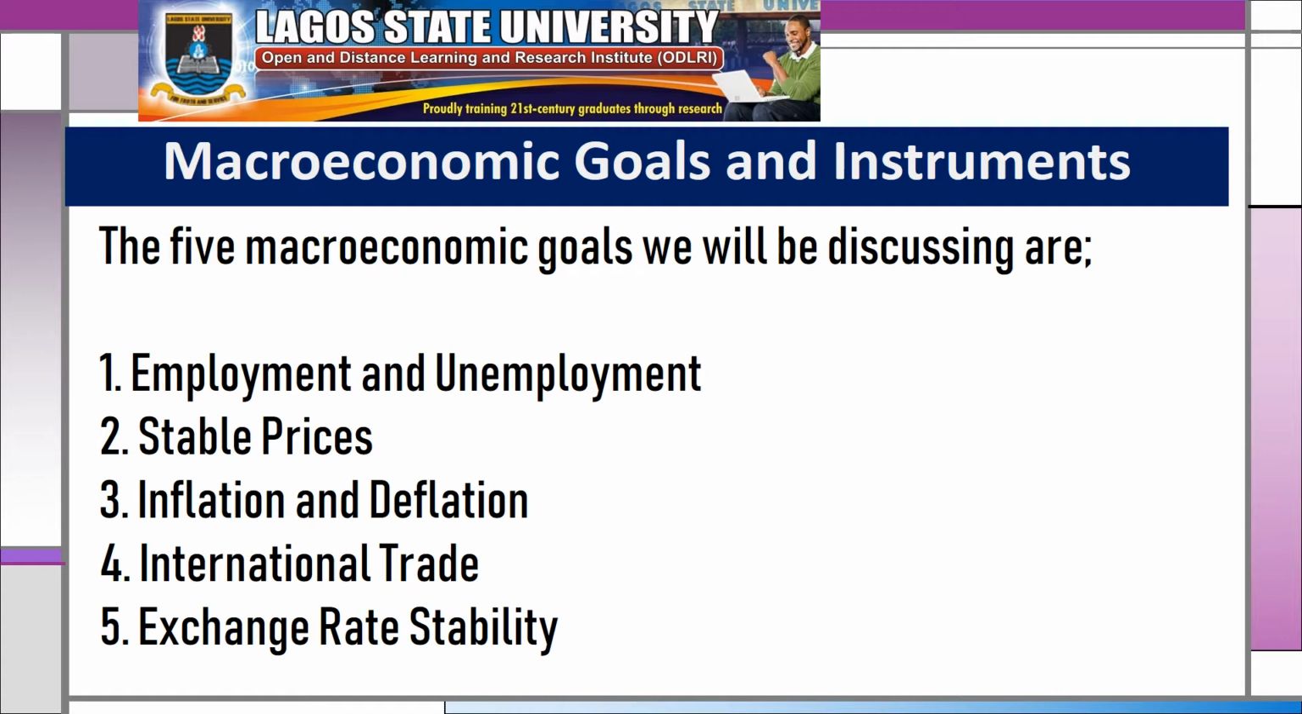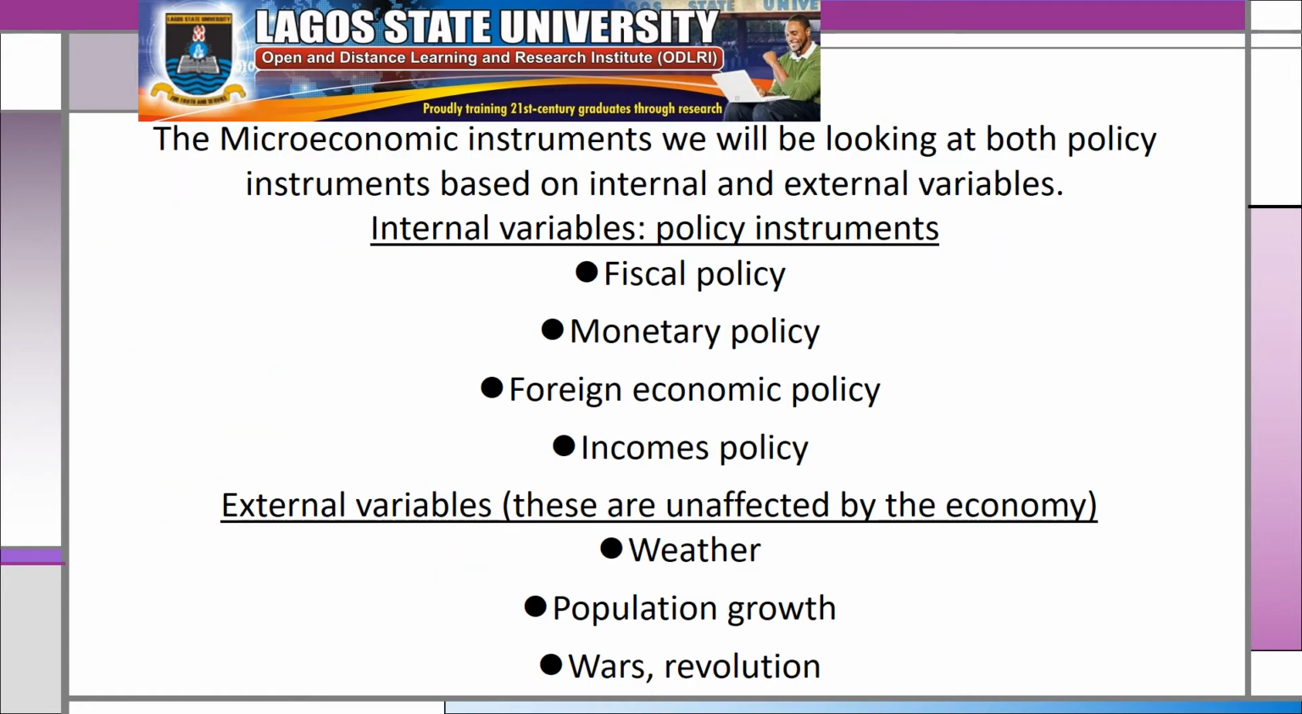International trade and exchange rate stability. Foreign exchange, dollar against naira at 365.60. We had it as high as 400 at one point in time within this economy at a particular month and year. What is the exchange rate stability? Has our naira been stable against other currencies? Definitely not. Those are the things we'll be looking at in this course.